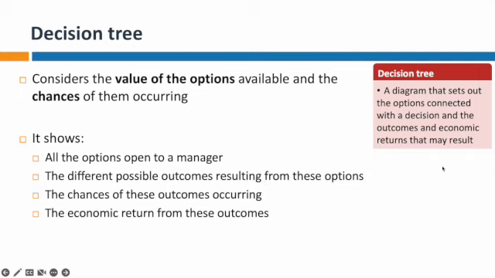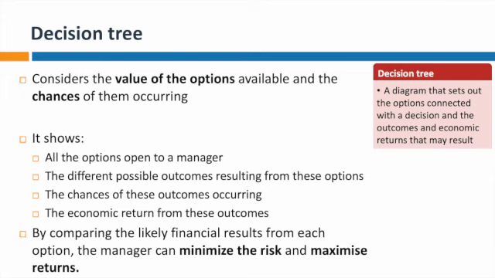The definition is: the diagram that sets out the options connected with the decision and the outcomes and the economic returns that may result. Now, I'm going to read that again, but I'm going to read that together with the diagram.